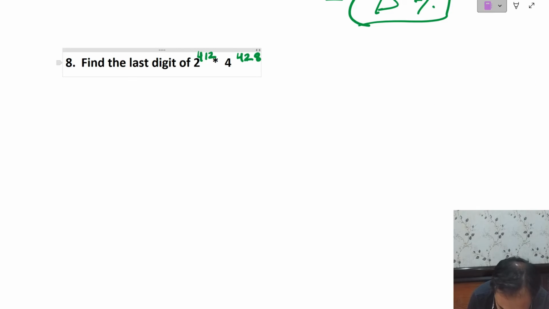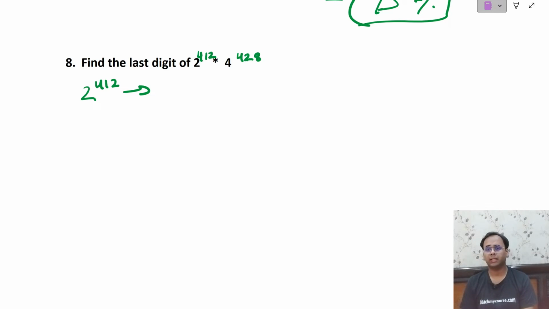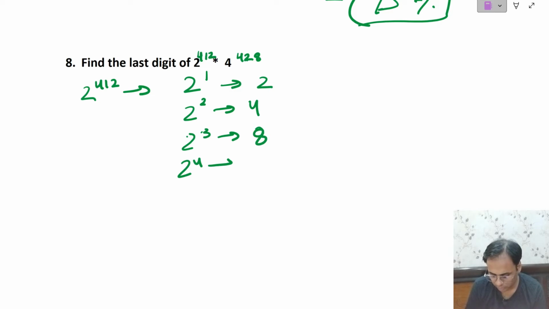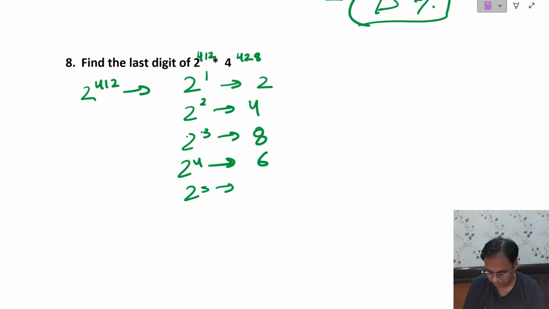So now what is the last digit of this? Let us see. 2 raised to the power 412. So we need to analyze it and understand if some sort of pattern exists for it. Okay, like for 2 raised to the power 1, what is the last digit? 2. 2 raised to the power 2, last digit 4. 2 raised to the power 3, last digit is 8. 2 raised to the power 4, last digit is 6. 2 raised to the power 5 is 32, okay, so the last digit is 2.